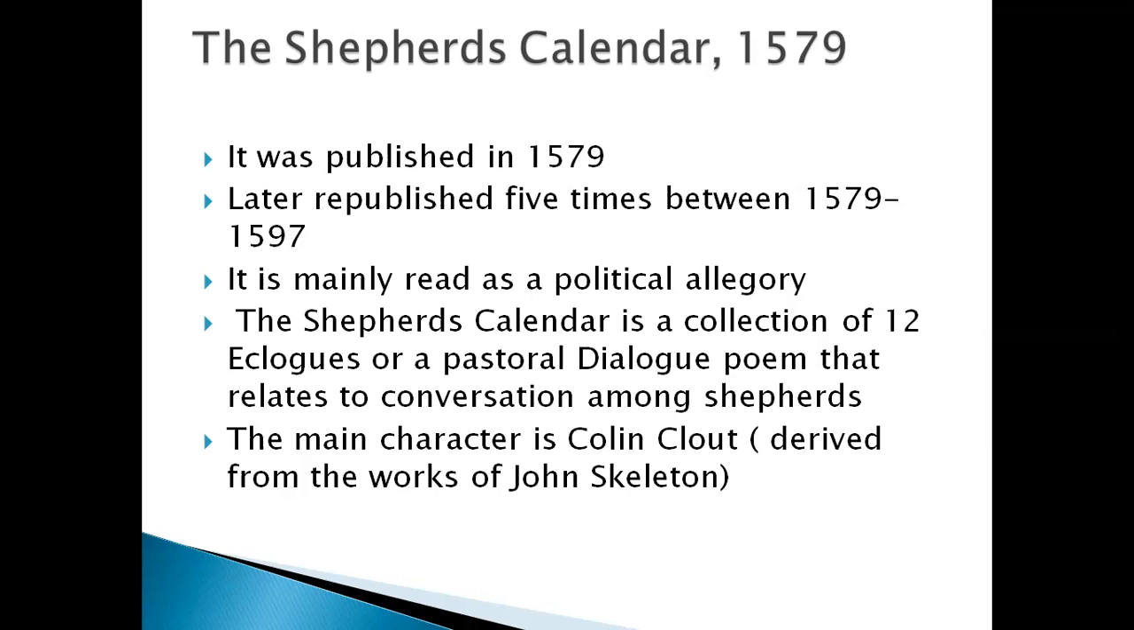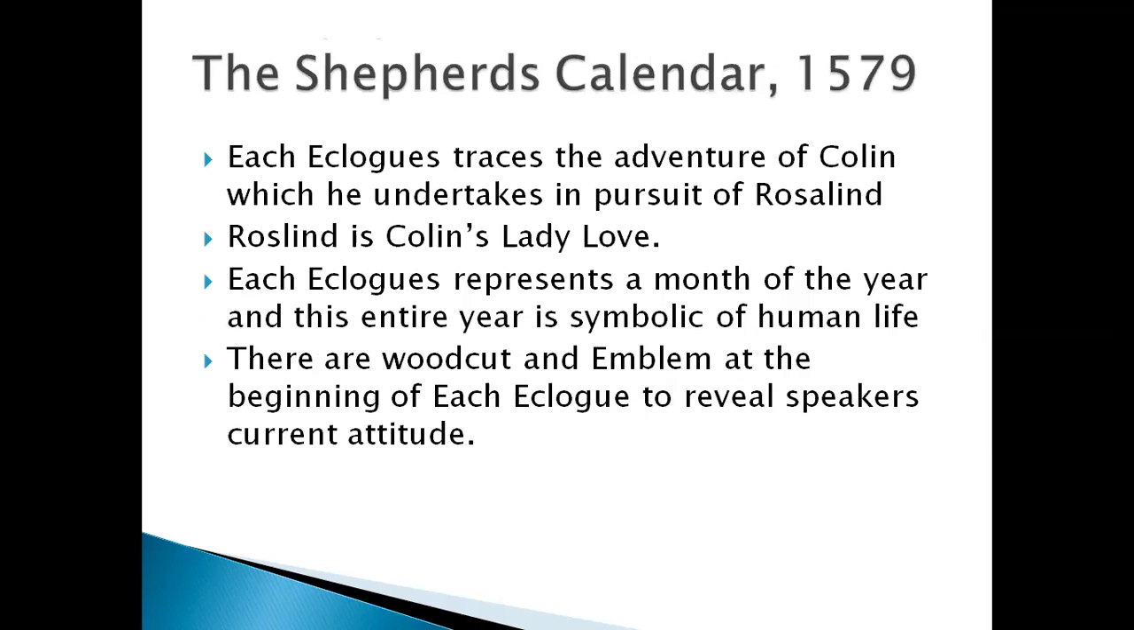The main character of Shepherd's Calendar is Colin Clout. Actually, Colin Clout is not an original character created by Edmund Spenser. He derived this character from the works of John Skelton. So Shepherd's Calendar, as I told you, is a collection of 12 eclogues, right? In every eclogue, every dialogue, it is about the adventures of Colin Clout. That adventure he has taken in order to win over the love of Rosalind. Rosalind is Colin Clout's lady love.